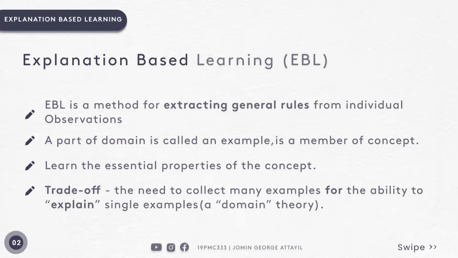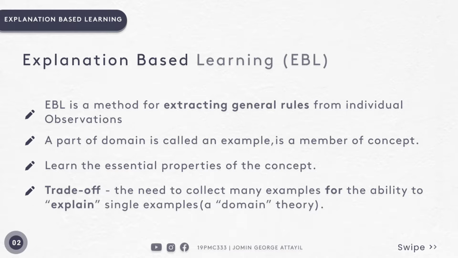So explanation based learning is a method for extracting general rules from individual observations. What is extracting general rules? Let's consider an example. Mango is sweet, banana is sweet, and apple is also sweet. So these are the individual examples. From this, what general rule are we extracting? All fruits are sweet. So all fruits are sweet is the general rule. Likewise, by using EBL, we will extract the general rules by observing all the individual examples.